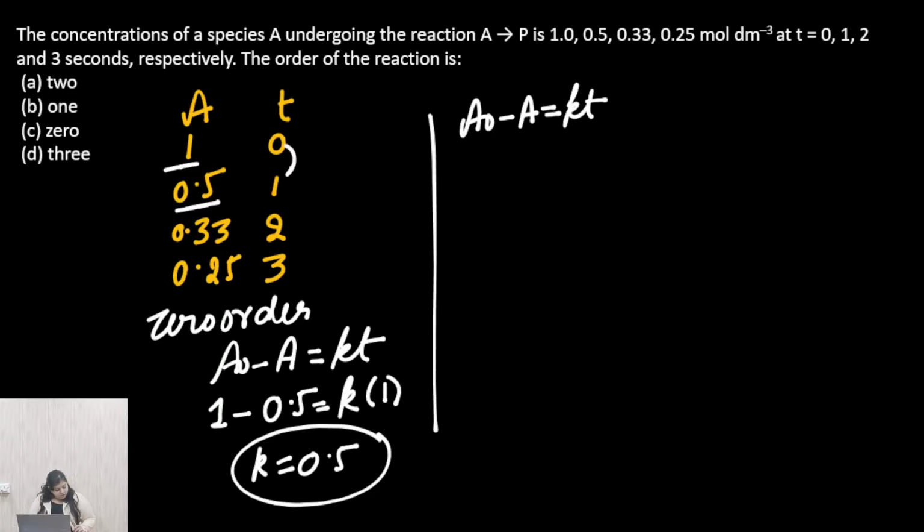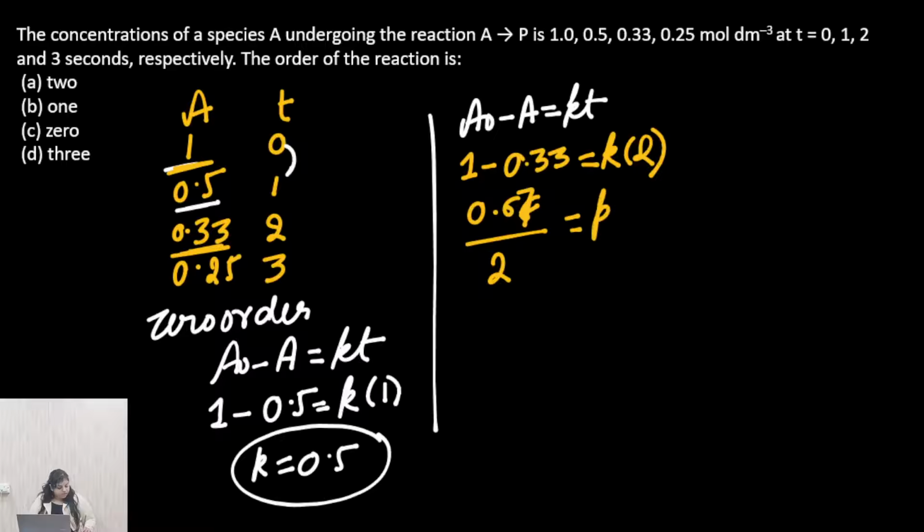So now the initial concentration is 1 only. The remaining one we are having is 0.33. So you subtract that, and this is equal to K. The time span is 2 seconds. So it becomes 0.66 or 0.67 divided by 2, that is equal to the rate constant, which we get as 0.33 something, the value of the rate constant you are getting.